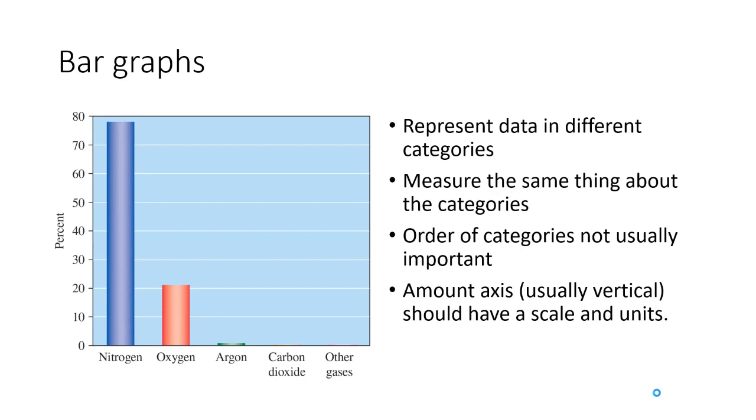So usually it should not matter what order you put the categories in. It doesn't change the information if I decided to do this in alphabetical order and do argon and put that over here and then put N and O after carbon dioxide. That wouldn't have really changed anything other than just the way the graph looks, but I'd still be able to get the same information. Where people get confused sometimes is if our bars represent years.